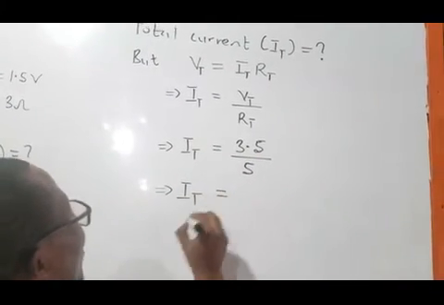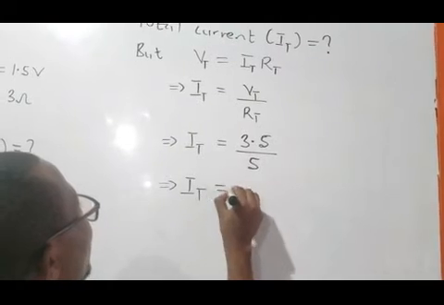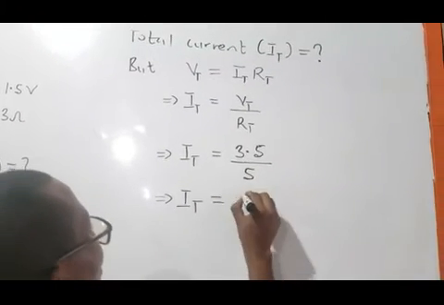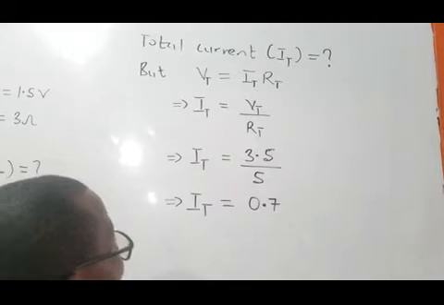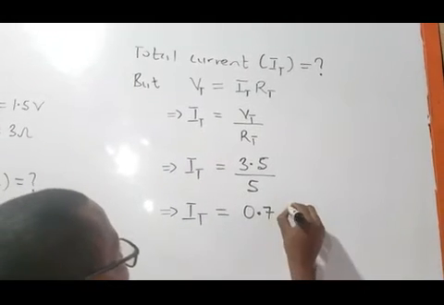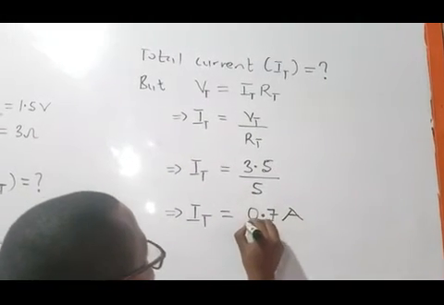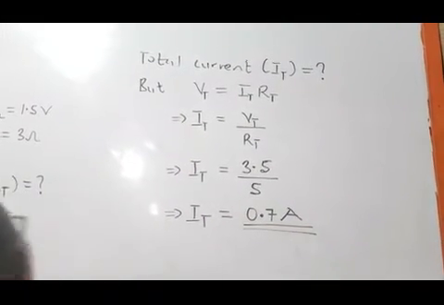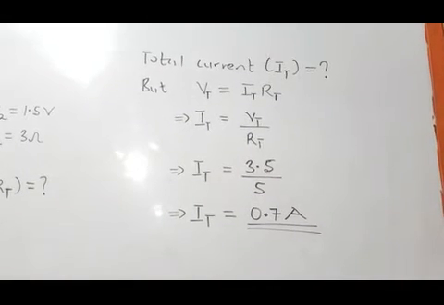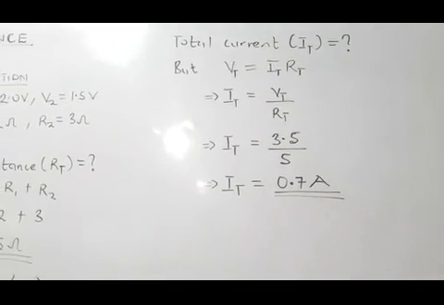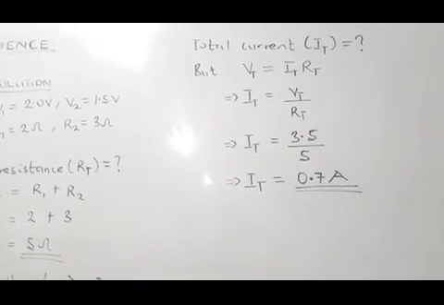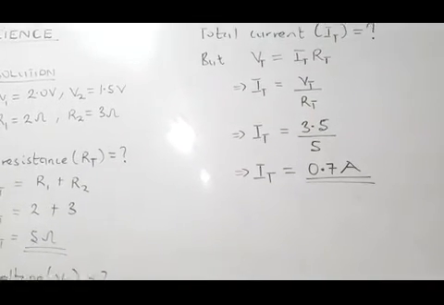When you point down your calculator, 3.5 over 5, that will give you 0.7. And the unit of current is amperes, so the answer becomes 0.7 amperes. So that is for B. That's the total current flowing through the circuit.